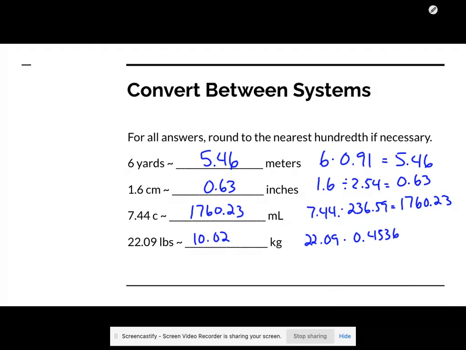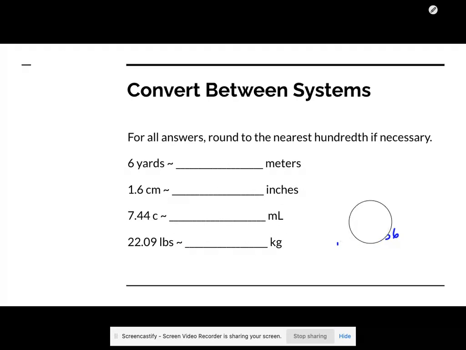So those are how I would find and convert from, say, a regular, like a customary, like yards, cups, pounds, to metric conversion.